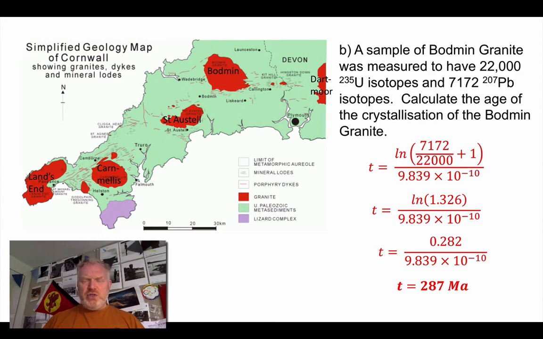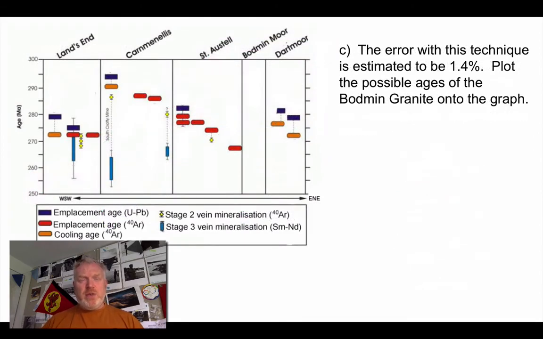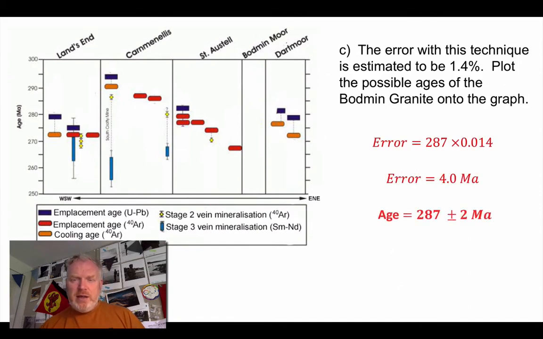Having worked out the age, our next step is to work out the range of ages it could be, because all of these dates come with errors. The error in this particular case is estimated to be 1.4%. So if I multiply my date by 0.014, which is 1.4%, that gives me an error of 4 million years. So the age of the Bodmin Granite must be 287 plus or minus 2 million years. This gives that 4 million year window.